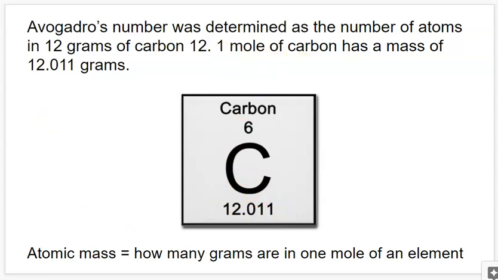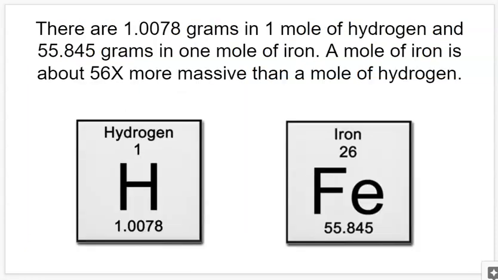So we can use this to our benefit when we're trying to compare elements and how much mass they have per how many particles we have. For example, if we were to look at hydrogen and iron on the periodic table, hydrogen has a mass of 1.0078, and then iron has a mass of 55.845. And this is how many grams there are per 1 mole of this substance.